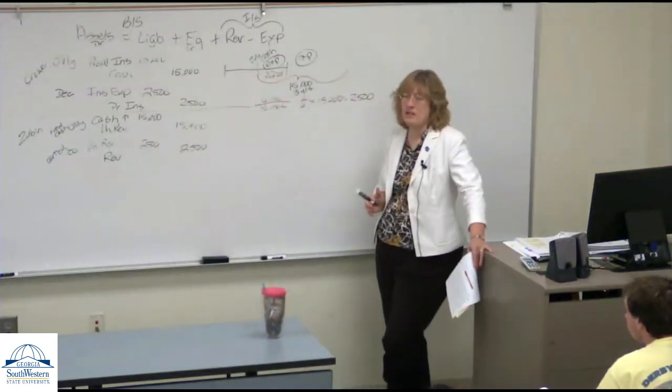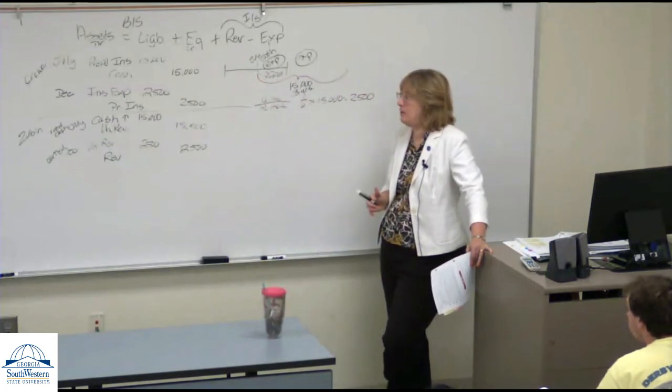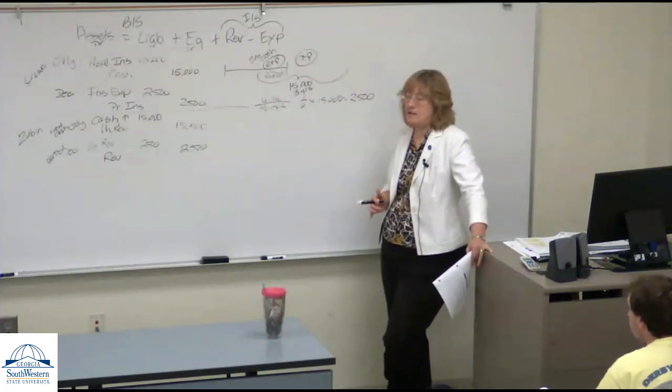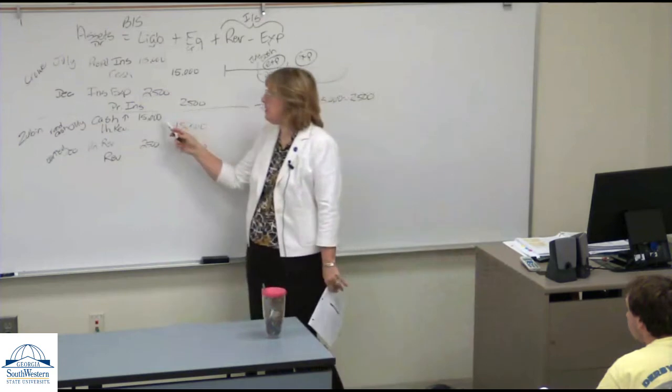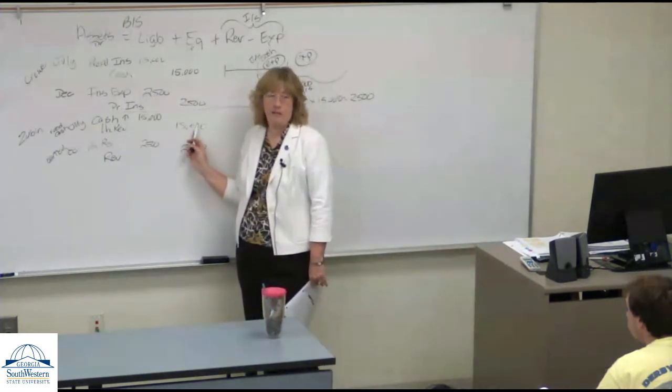Now, you know what? There's several ways that this kind of thing could go wrong. For instance, sometimes in some problems, we'll figure out that whenever they received the cash, they messed up and didn't put it in unearned revenue.